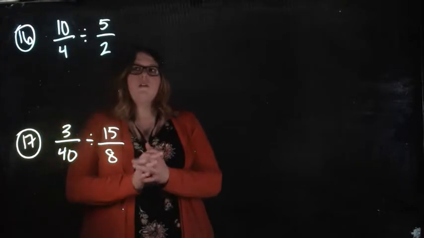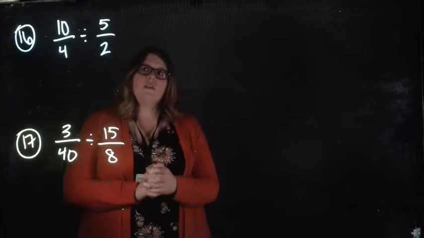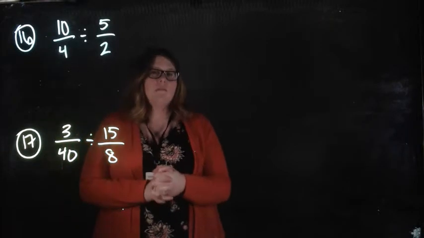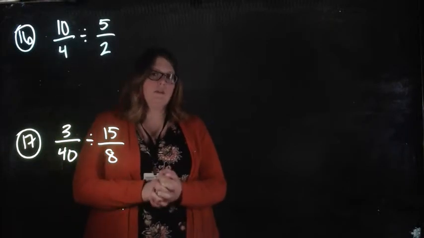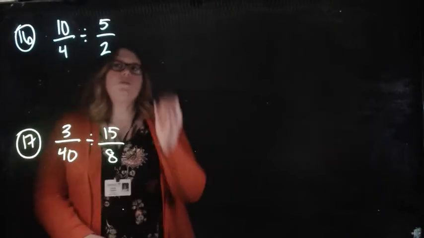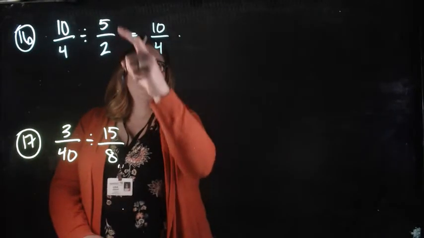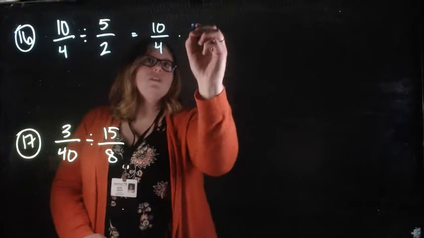Alright, quick review of dividing rational numbers, or fractions in this case. When we divide fractions, we multiply by the reciprocal, or the flip, of the second fraction. So here we have 10 over 4 divided by 5 over 2. It's the same thing as saying 10 over 4 times the reciprocal of 5 over 2, which is 2 over 5.